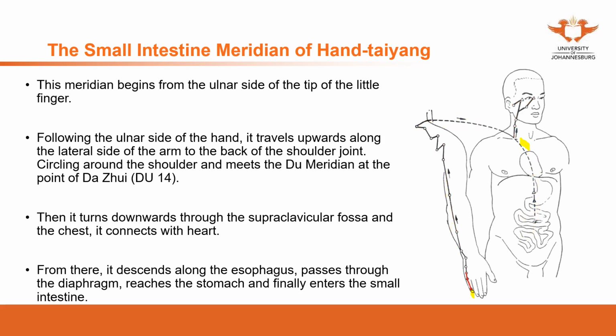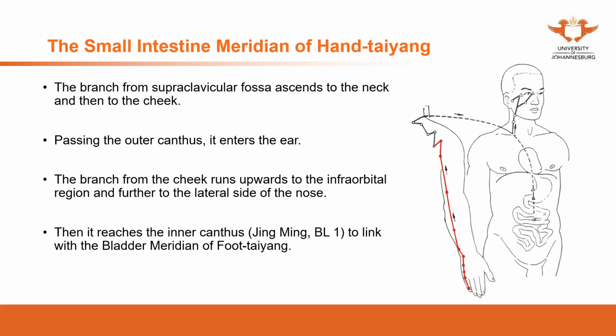There's another pathway from the supraclavicular fossa. One branch from there ascends to the neck and then to the cheek, passing the outer canthus and entering into the ear. So the one goes all the way up, passes the outer canthus, goes back to the ear and enters the ear. There's another branch, also from the cheek, that goes to the inner canthus.